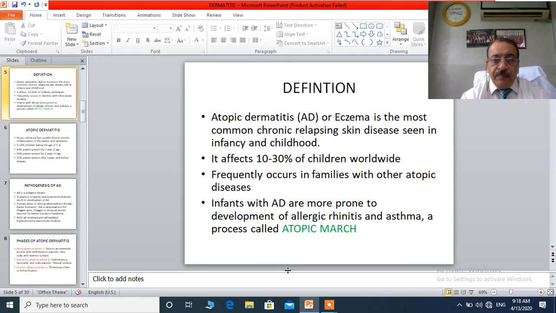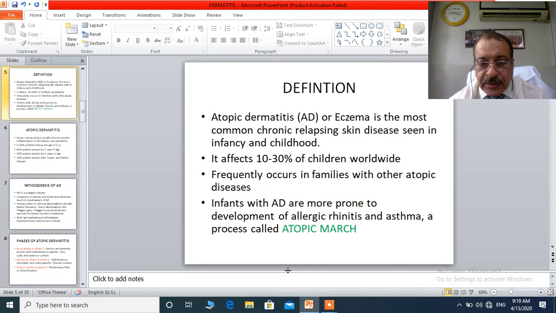Now, the most important and common condition is atopic dermatitis, which is also known as eczema. This is the most common chronic skin disease seen in infancy and childhood. It affects 10 to 30% of children worldwide and frequently occurs in families with other atopic diseases.